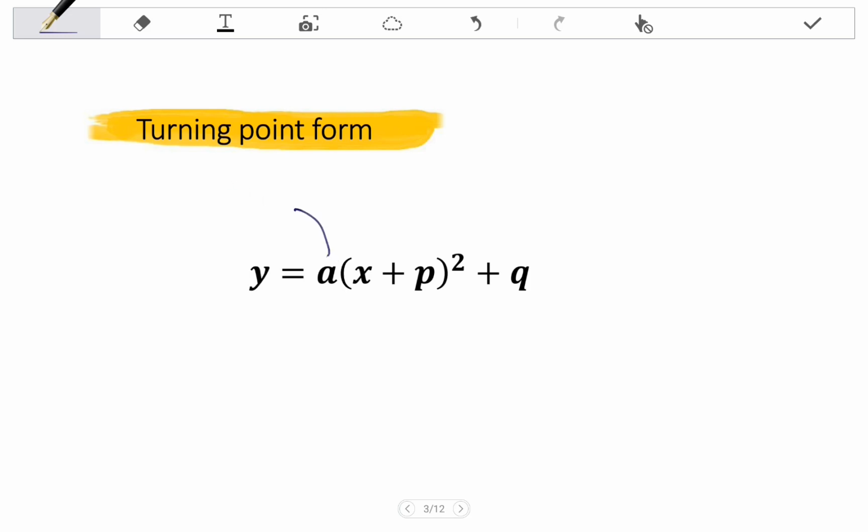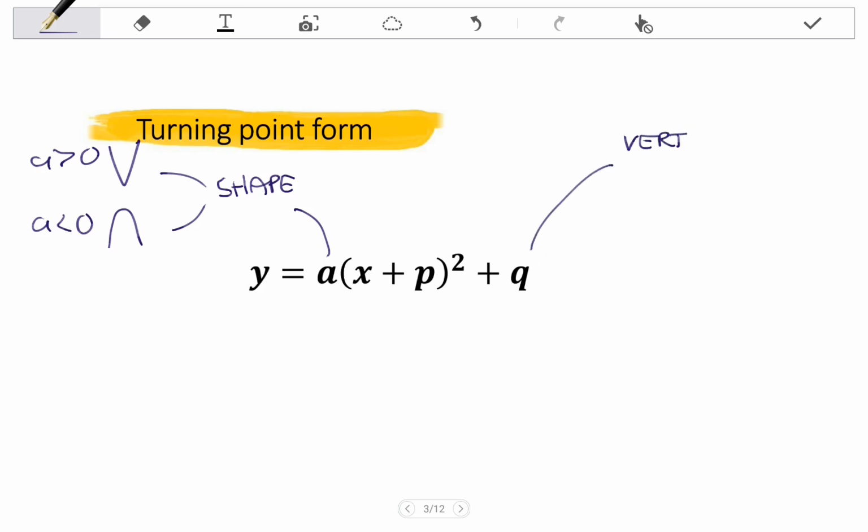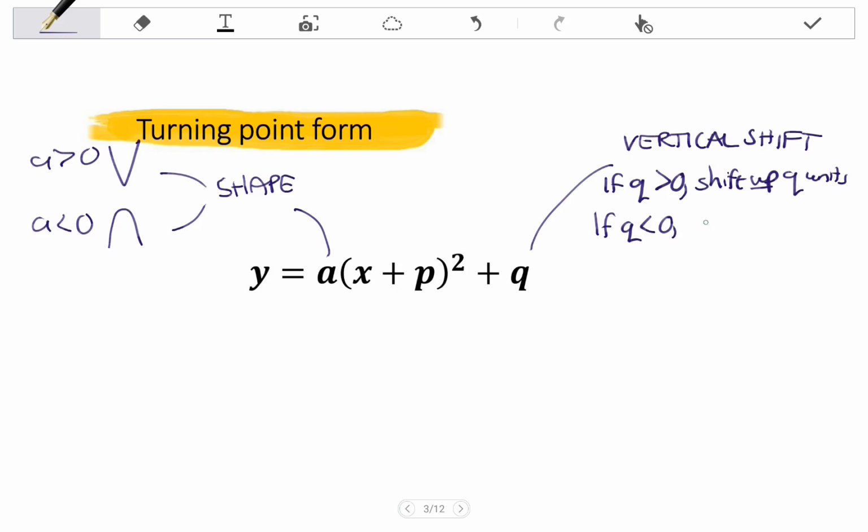Again, a tells us about the shape of the graph. Okay, if a is positive, we have a concave up graph. If a is negative, our graph is concave down. Okay, q is the vertical shift. So if q is positive, the graph is shifted up by q units. If q is negative, the graph is shifted down q units.